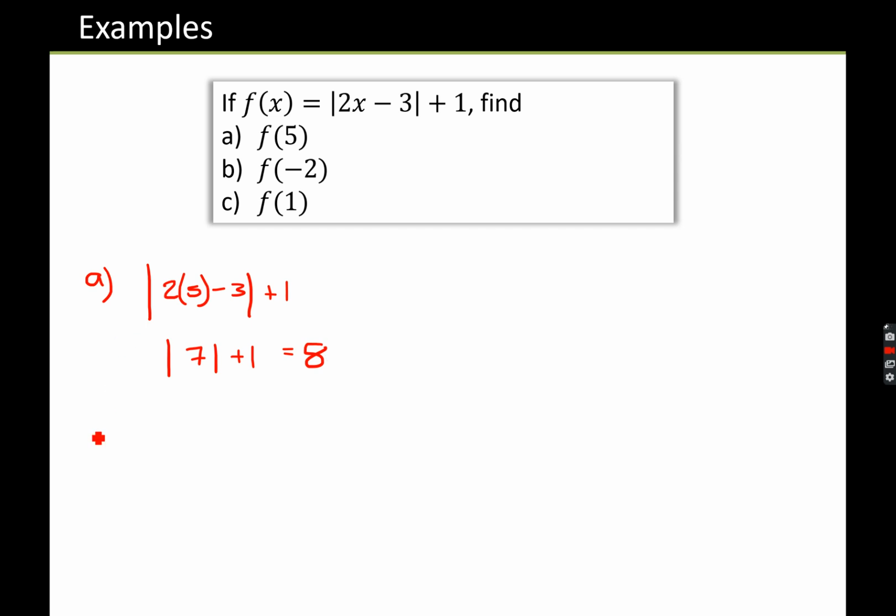Okay, look at the next one. We will have the modulus of 2 lots of minus 2, minus 3, plus 1. Inside the brackets, we've got minus 7. So we'll have the modulus of minus 7, plus 1. Because I've got a negative, when I take the modulus of it, it becomes positive. So I'm left with 7 plus 1 to give me 8.